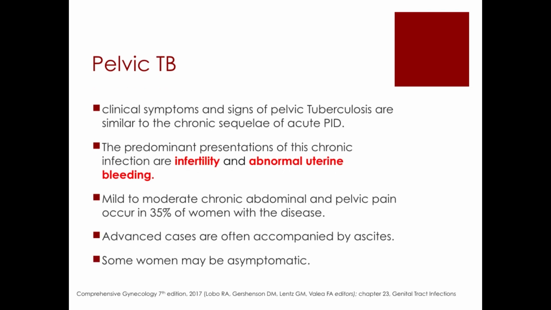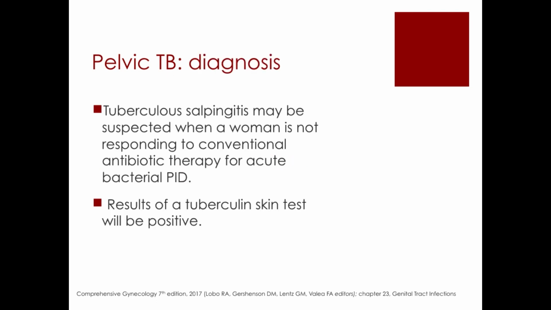Clinical symptoms and signs of pelvic tuberculosis are very similar to the chronic sequelae of acute PID. The predominant presentations of this chronic infection are infertility and abnormal uterine bleeding. Mild to moderate chronic abdominal and pelvic pain occur in 35% of women with the disease, and advanced cases are often accompanied by ascites. Some women may be asymptomatic also. Tuberculous salpingitis may be suspected when a woman is not responding to the conventional antibiotic therapy, and the results of a tuberculin skin test will, of course, be positive.